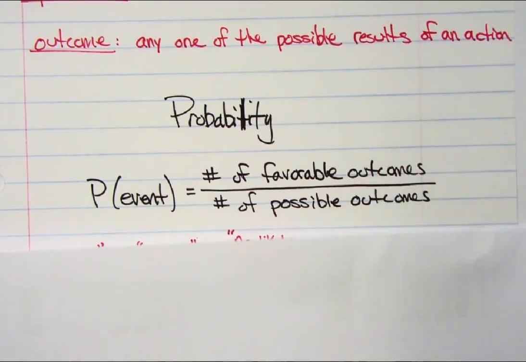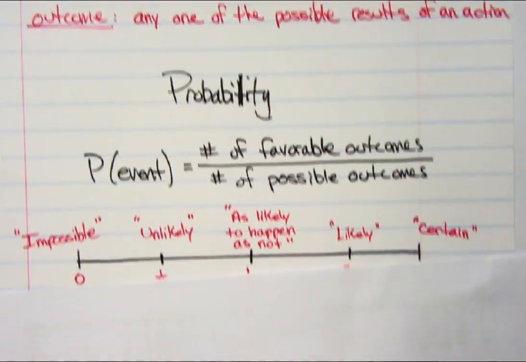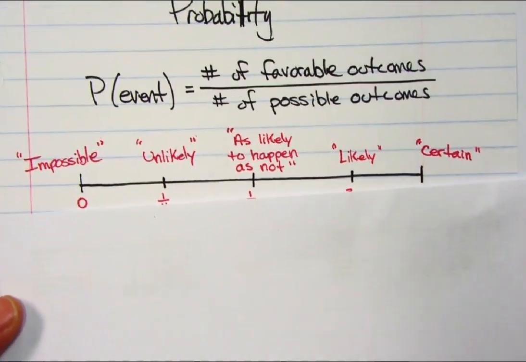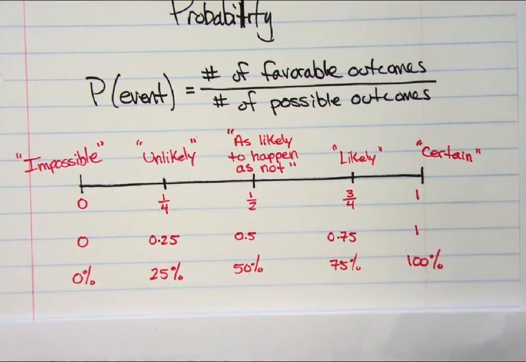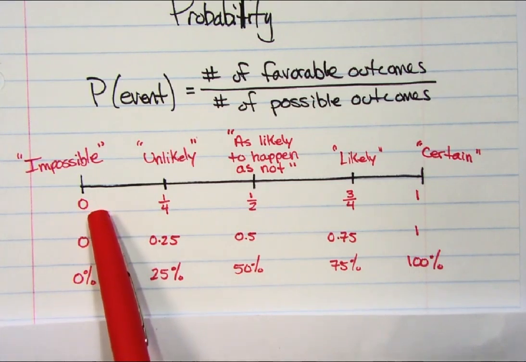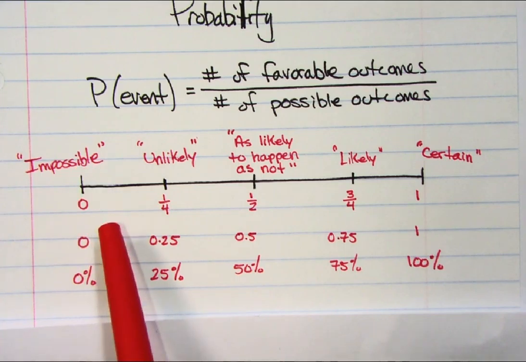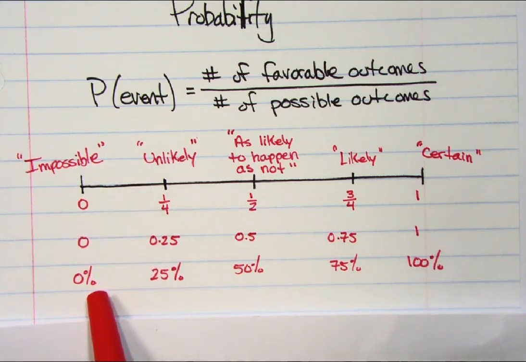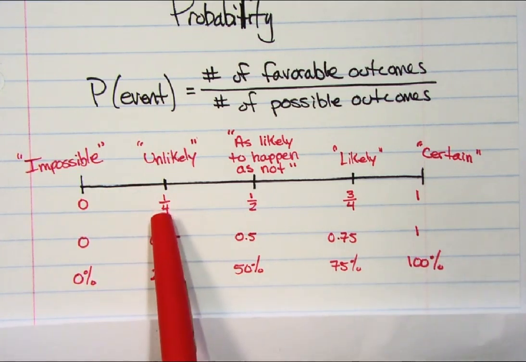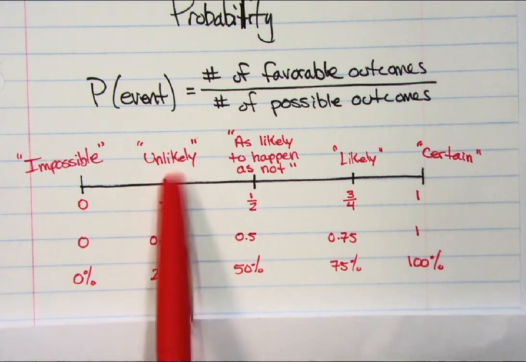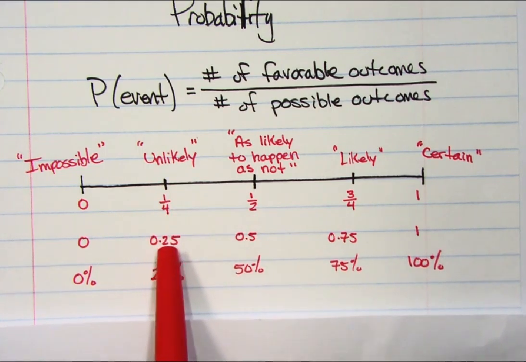Let's take a look at what I mean by that. And before we do that, let's talk about some words that you might be using. So if I take a look at something and it's a 0, it's impossible to happen. We use the word impossible. It's a 0% chance of happening. If there's about a 1 in 4 chance, we consider that to be unlikely. Percentage-wise, it's about 25% or 0.25.